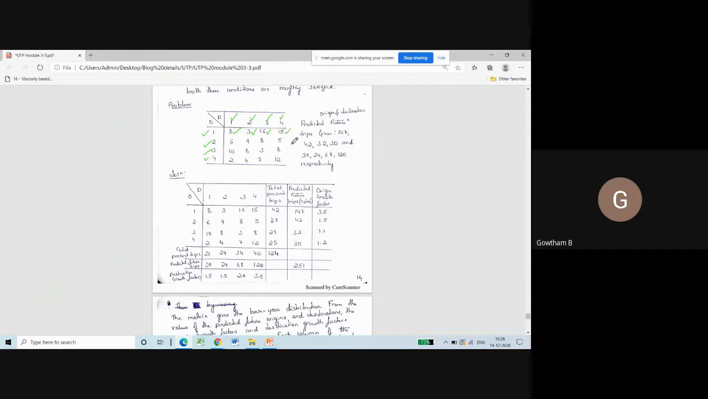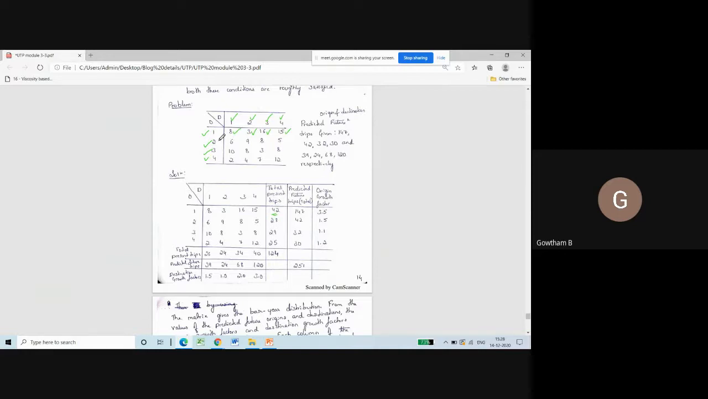Now, the total number of trips produced in area number 1 means how much? 8 plus 3 plus 16 plus 15. The total will be how much? 42. That means out of 42 trips, 8 trips are traveling within area number 1, 3 trips are going to area number 2, 16 trips are going to area number 3, and 15 trips are going to area number 4.